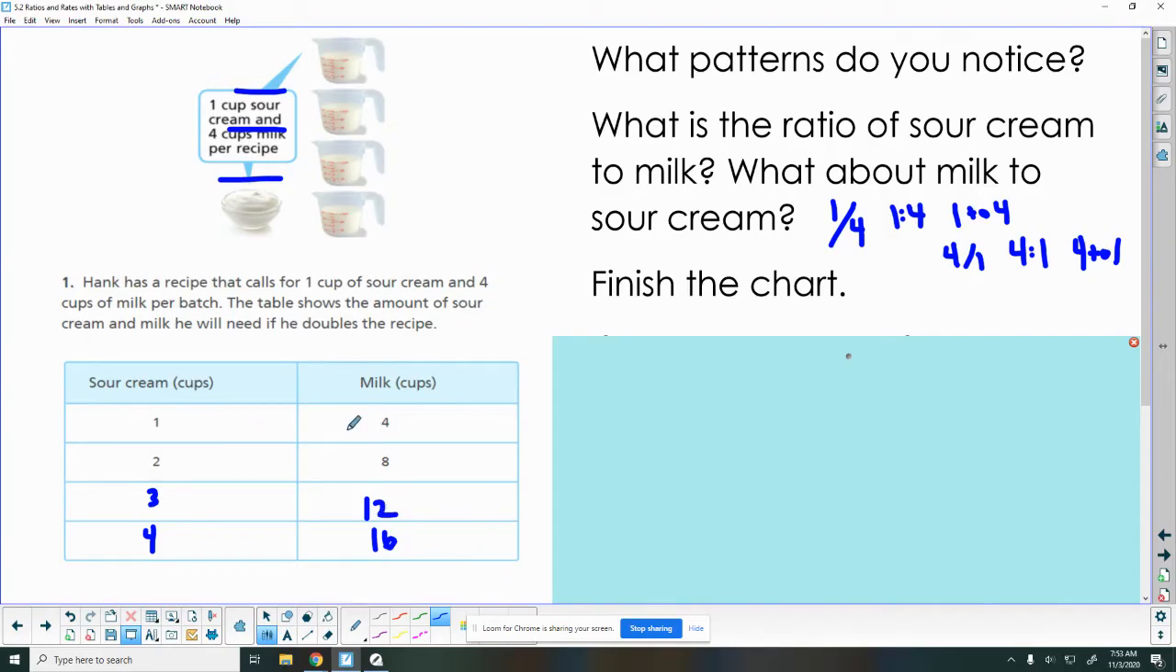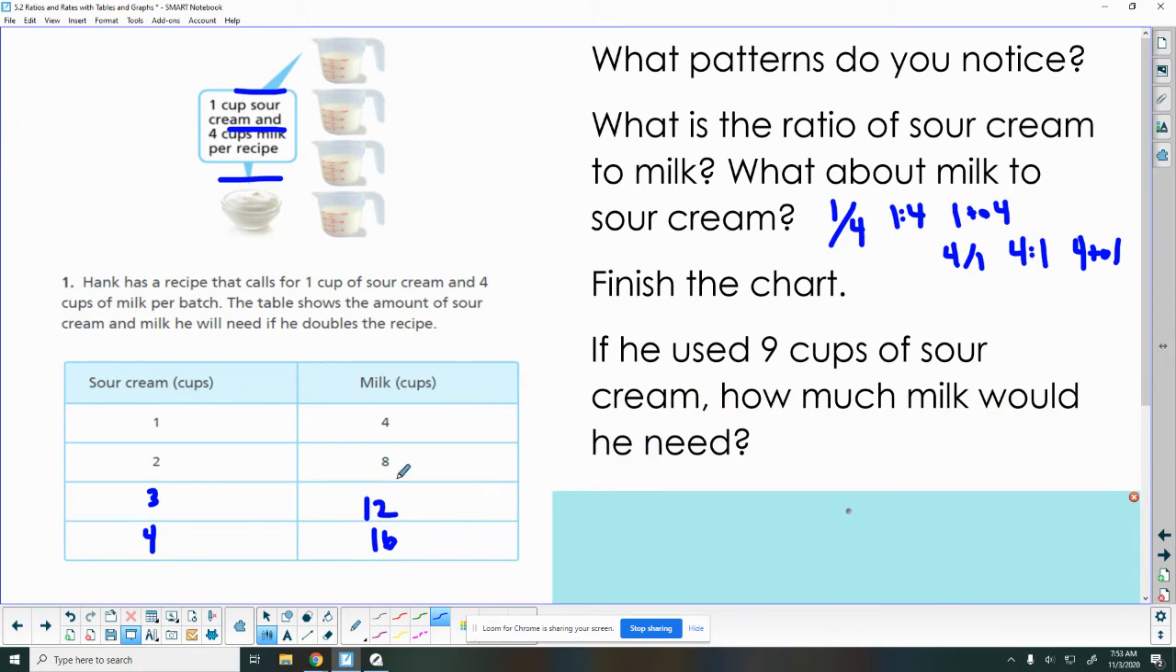And I can even check. So I said I had to times by 4. 2 times 4 is 8. 3 times 4 is 12 because I need 4 times the amount of milk. And 4 times 4 is 16. I could go backwards and divide by 4 to make it 4 times smaller. I can check this way. To get to 1 to 3 is times by 3. 4 times 3 is 12. 1 times 4 is 4. 4 times 4 is 16. So lots of ways to figure those out, but it should follow those same patterns.